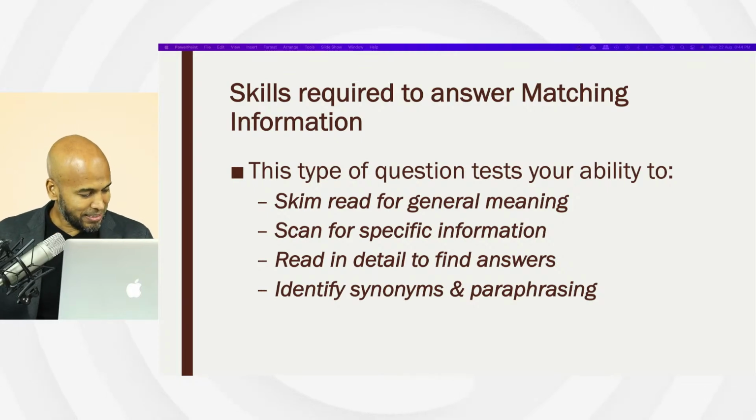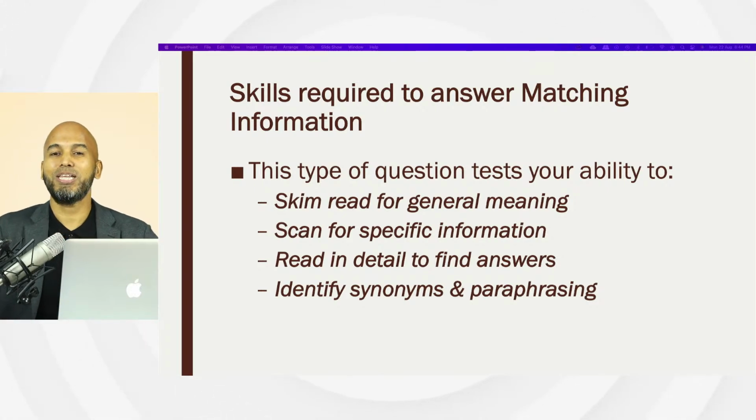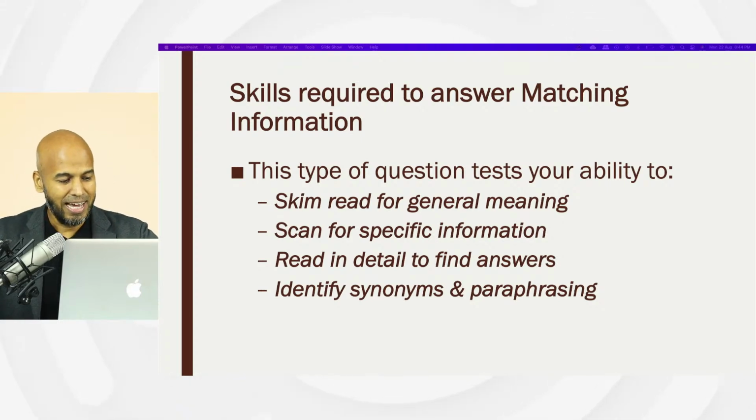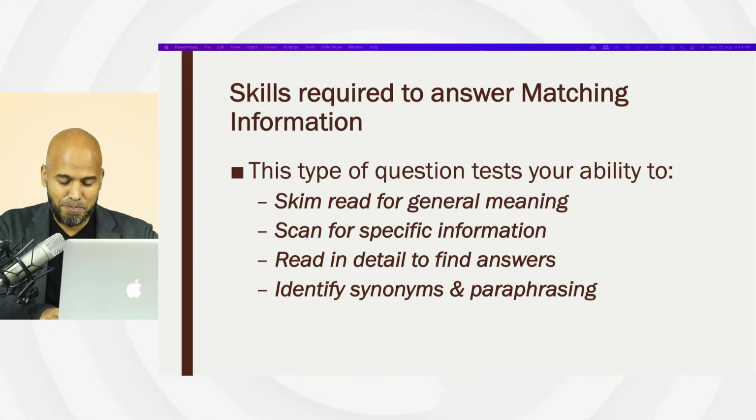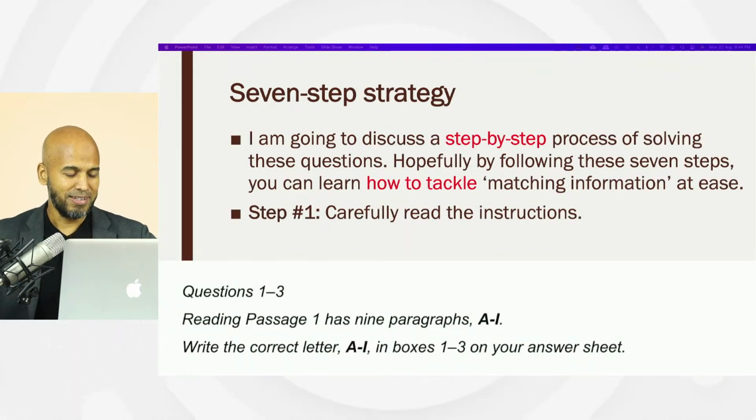So these are the skills that are required to test your ability: whether you can skim, whether you can scan, whether you can read in detail, whether you can identify the synonyms, and whether you can do any paraphrasing. So my dear friends, here we go. The 7-step strategy. I'm going to discuss the 7-step strategy and the process step by step. By this you can solve this type of question, particularly matching information.